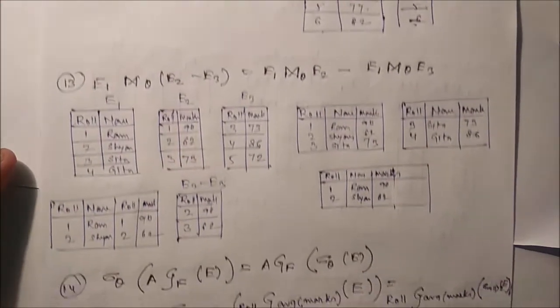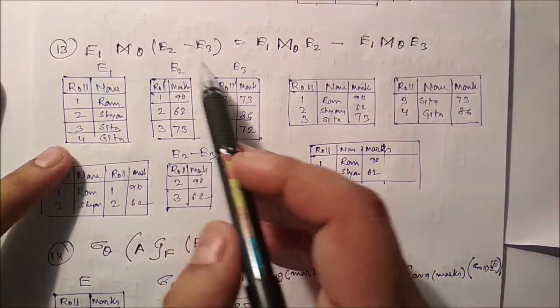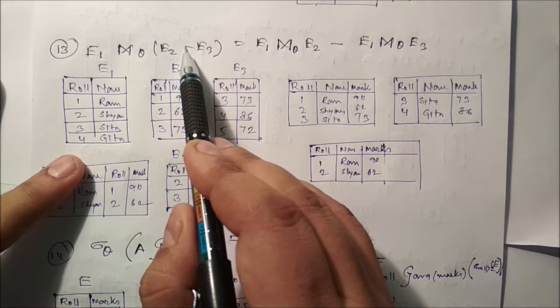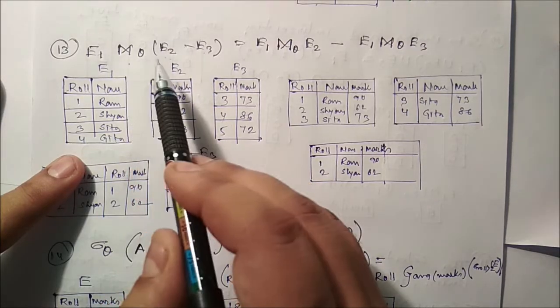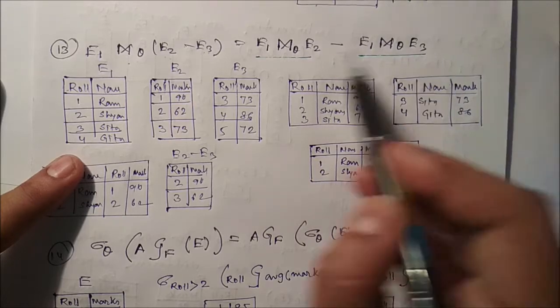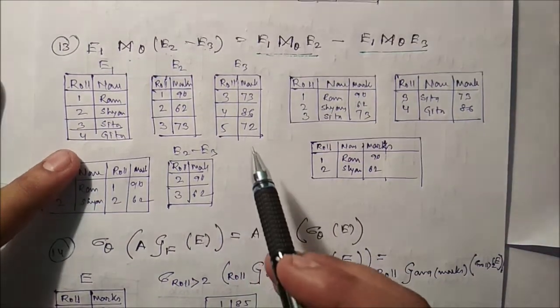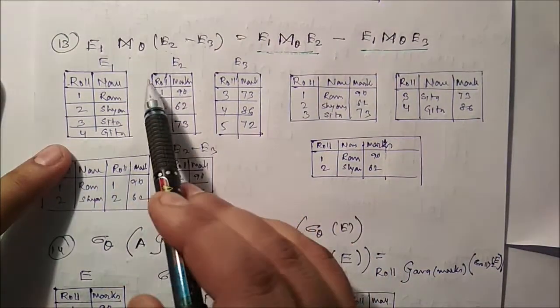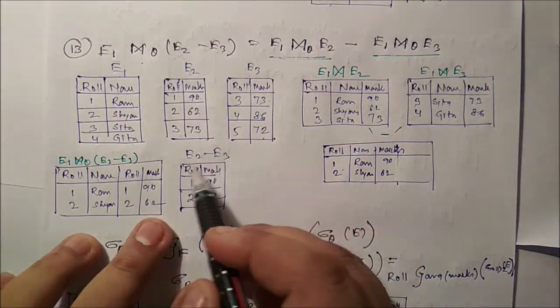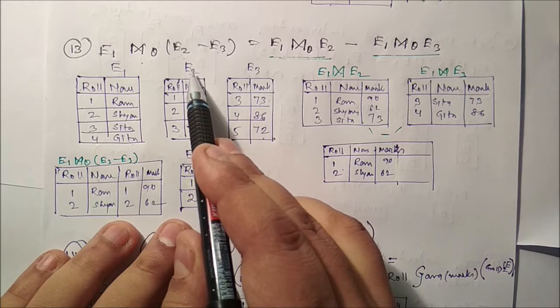Okay, next one. See here, first apply the difference E2 minus E3, then theta join with E1 and E2, and theta join with E1 and E3. So we can see whether it is true or false. So we have three tables, E1, E2 and E3. So first of all apply E2 minus E3. So if you apply E2 minus E3 means what?